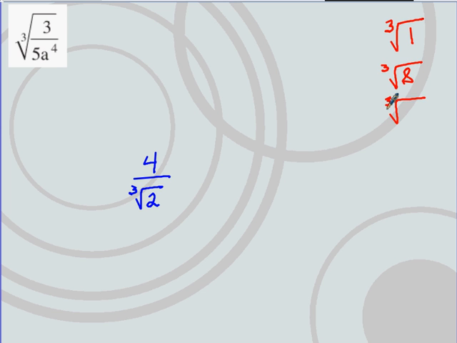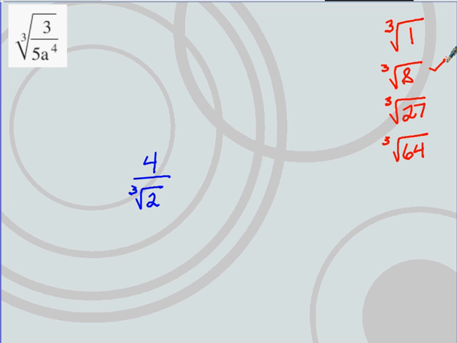I know the cube root of 3 times 3 times 3 is 3. And I know the cube root, we'll do one more. I know the cube root of 4 times 4 times 4, which is 64, is 4. So what you're wanting to do, and the square roots work the same way, I want to turn the bottom of this fraction into something I know the cube root of.